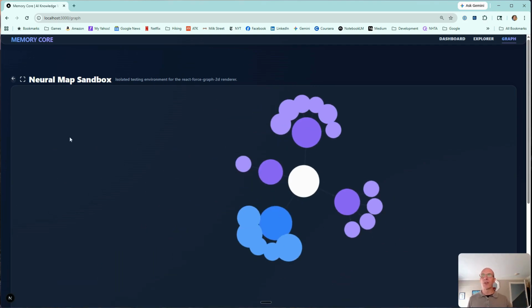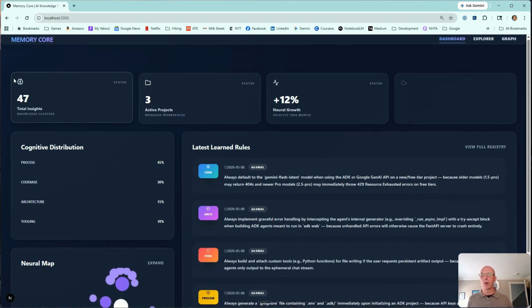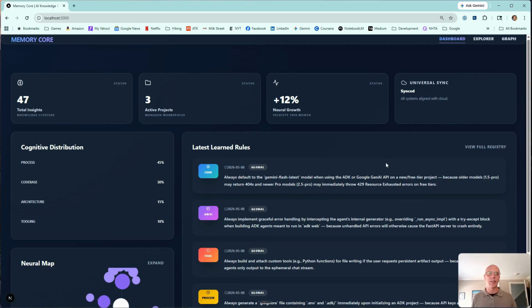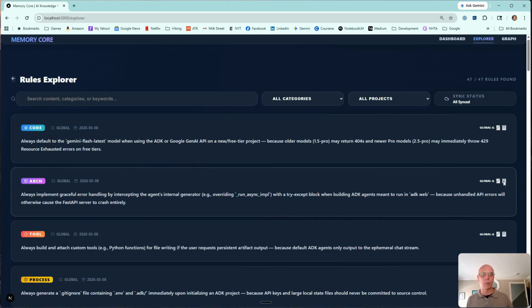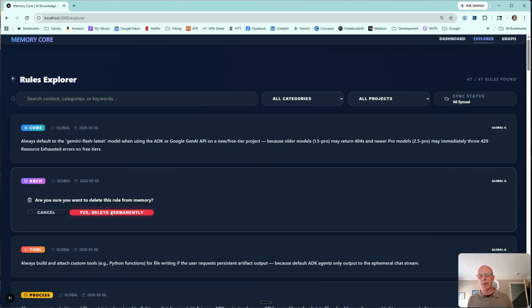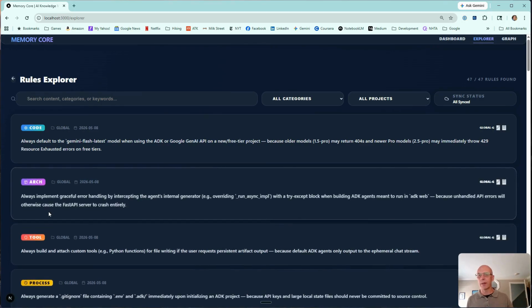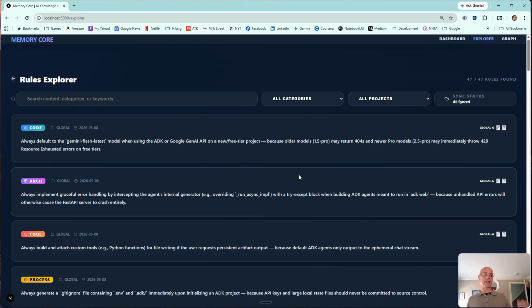This is all in a rough early state. But we also have the ability to delete rules. If I go to my Explorer and say, oh, you know what, I'm going to delete this rule, yep, you can delete it permanently. I'm not going to delete that rule. If I do, then it'll tell me to sync it up with Git.